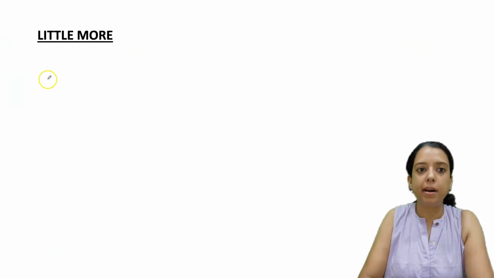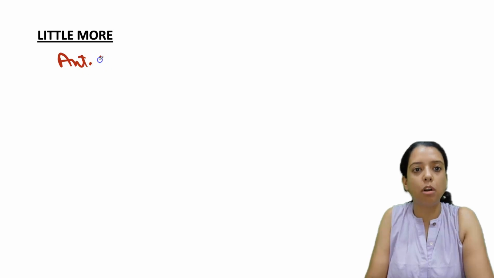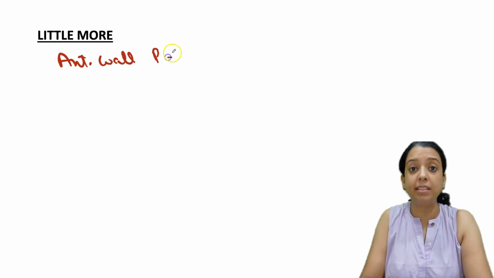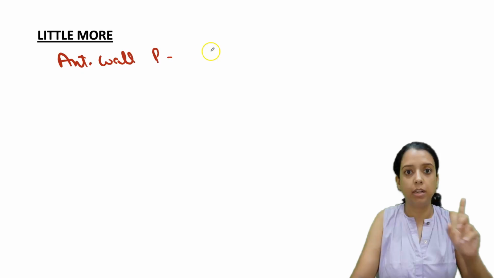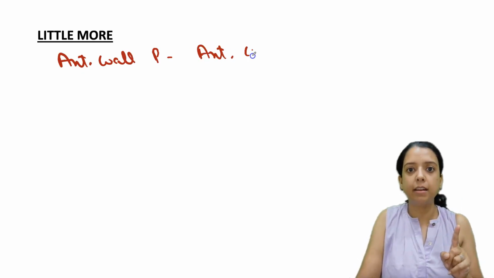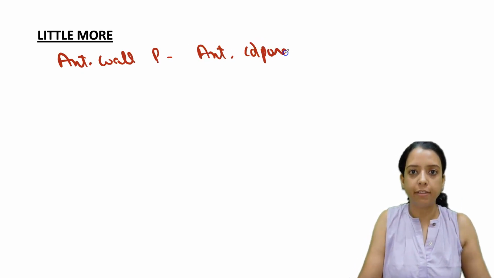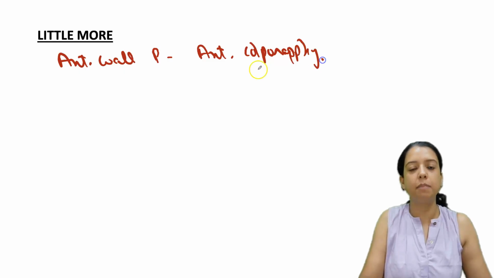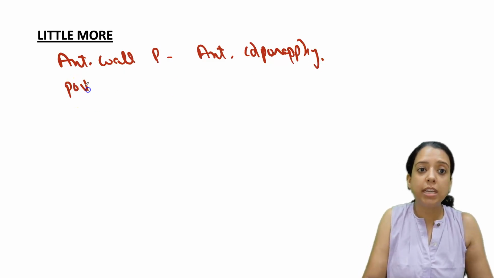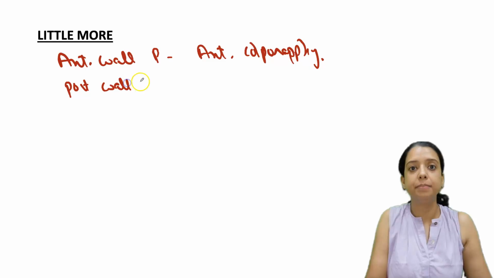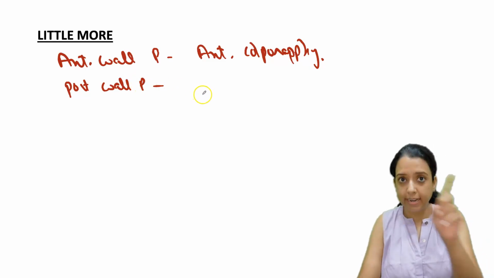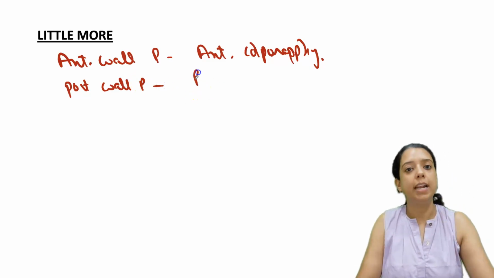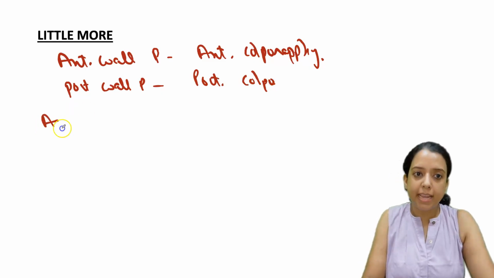Now, just remember the treatment for various types of prolapse. When it is an anterior wall prolapse, meaning cystocele and urethrocele, the treatment is anterior colporrhaphy. It means tightening of the anterior vaginal wall. When it is posterior wall prolapse, which is rectocele, not enterocele, rectocele, it is posterior colporrhaphy. When it is apical prolapse.